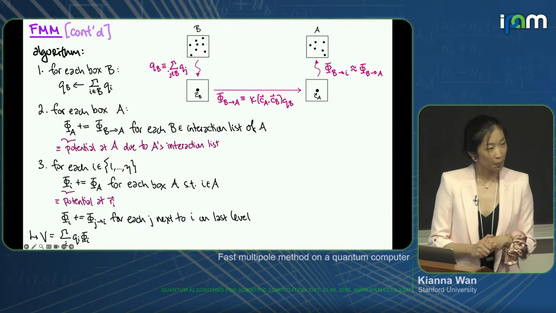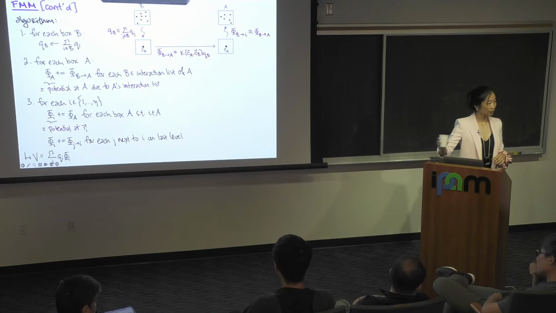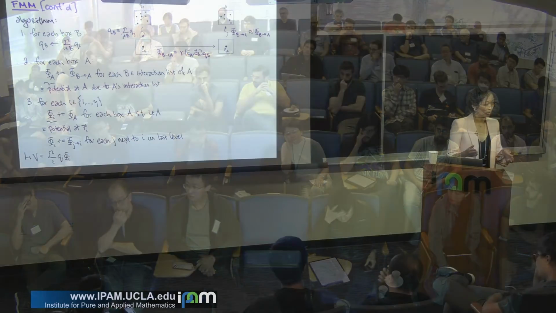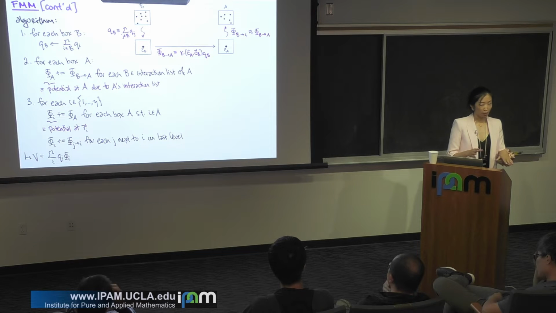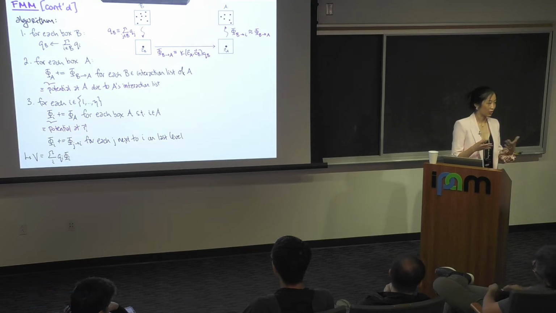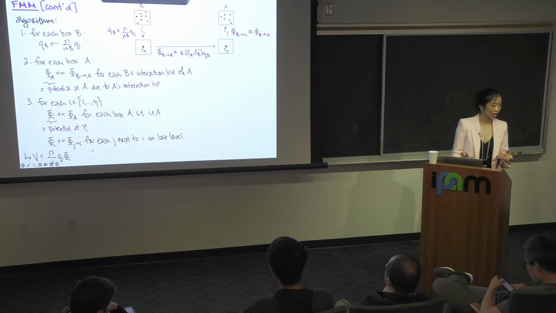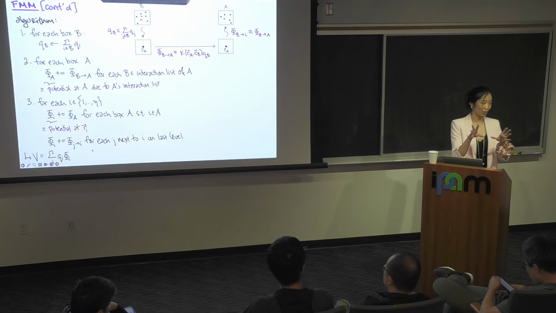Oh, yeah. And in which step are you accounting for the interaction between each particle within a particular box? Oh, yeah, so once you get to the last level, which is just the grid, all the particles are at a different grid point because of Pauli exclusion, for instance.